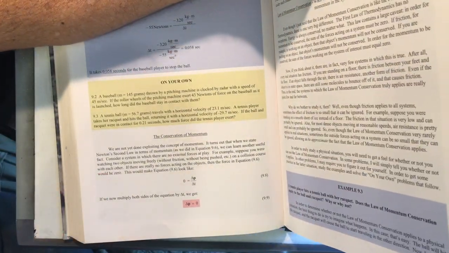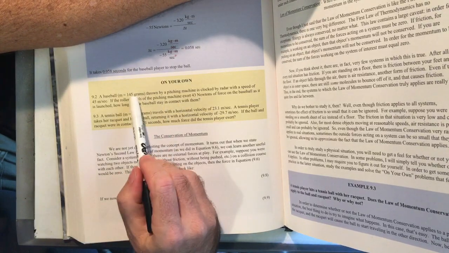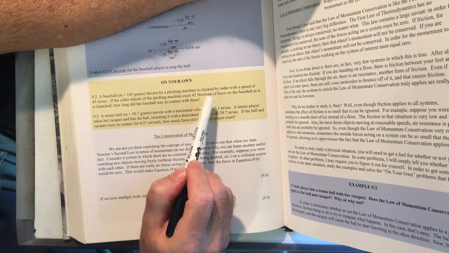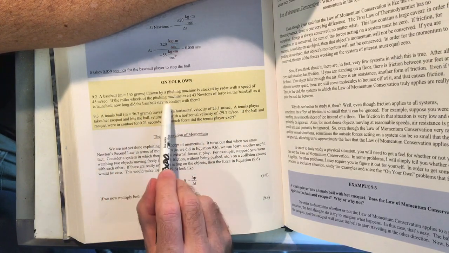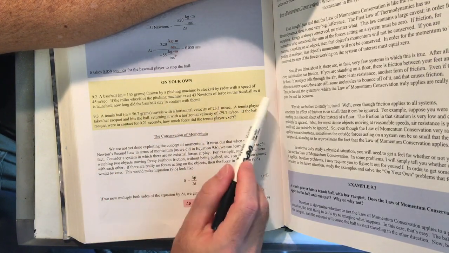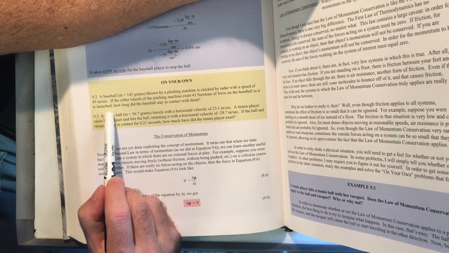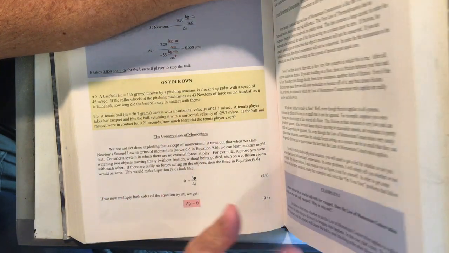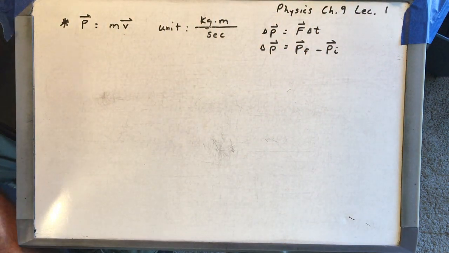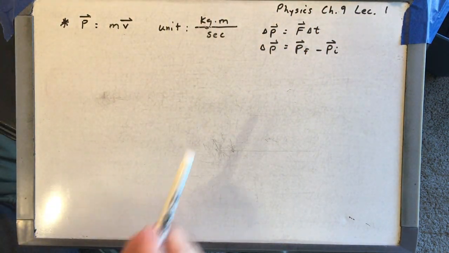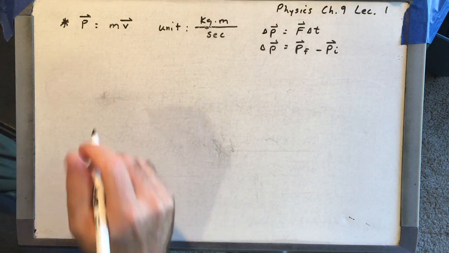Okay, so it says a baseball, mass 145 grams, thrown by a pitching machine is clocked by radar with the speed of 45 meters a second. If the roller wheels of the pitching machine exert 43 newtons of force on the baseball as it's launched, how long did the baseball stay in contact with it? So anytime in this chapter when you hear a how long, if time is involved, you know it's going to be an impulse problem.